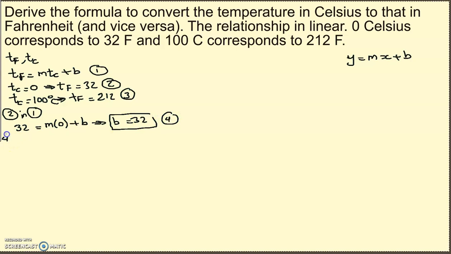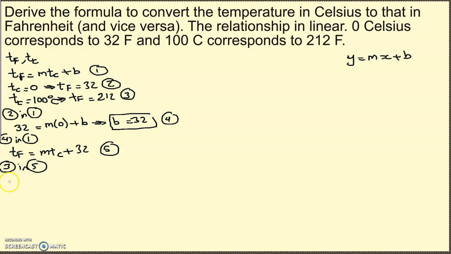And if we plug 4 in 1, let's update our equation. So our equation now is Tf equals m Tc plus 32. So that's equation number 5. So we found out b. Now we need to find out what m is. To do that, we'll take our second piece of information and we will plug it into equation number 5.